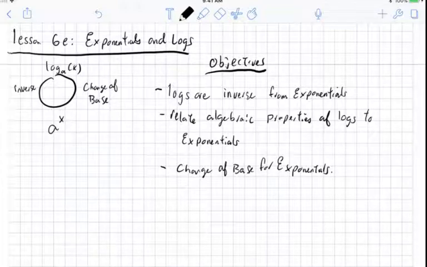Okay. Hey everybody, how's it going? So we're going to have some fun because we're going to talk about exponentials and logs together. In essence, we're going to connect the two.